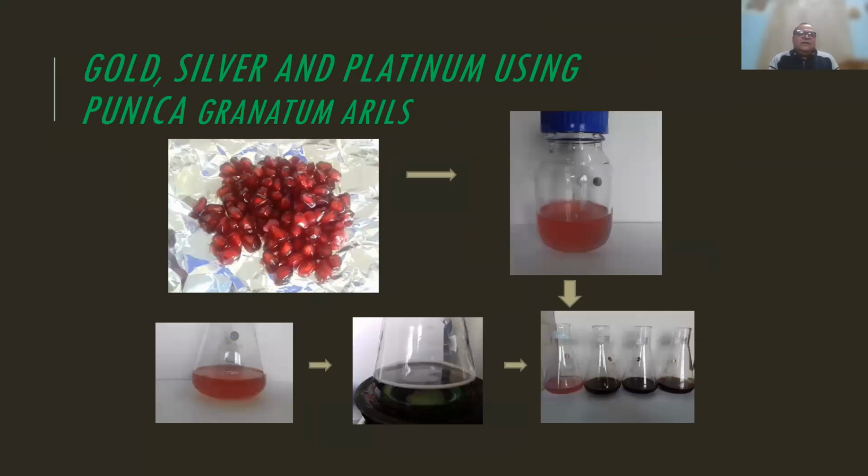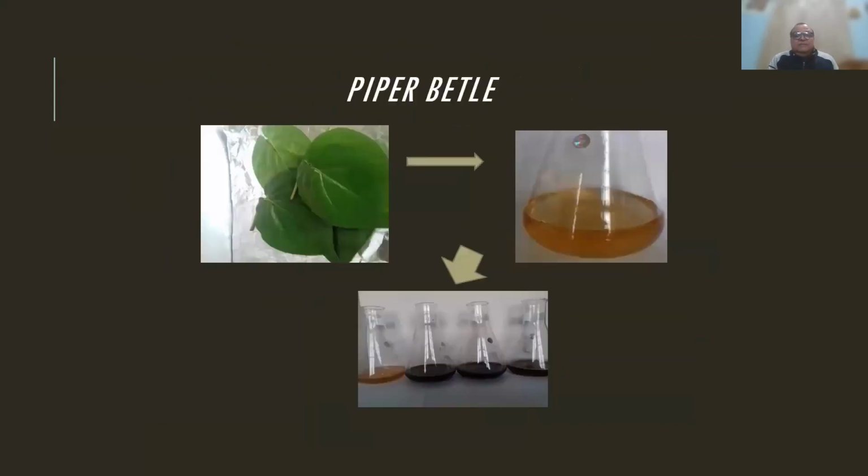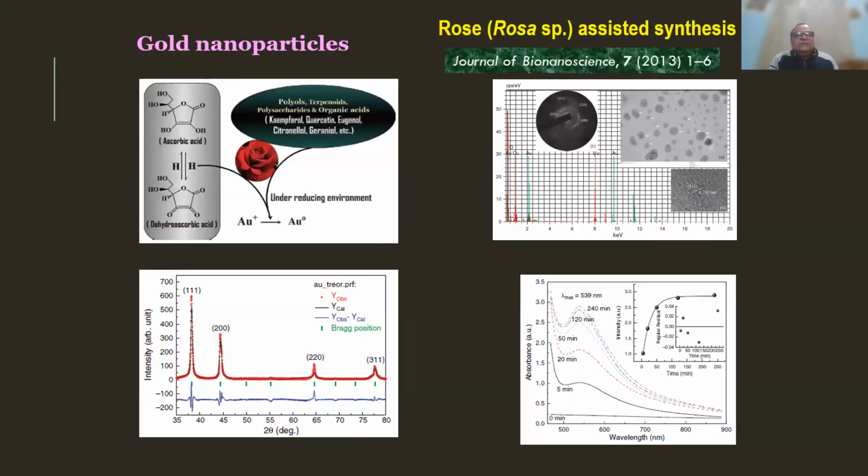Similarly, Punica granatum also gave us gold, silver, and platinum. Simple paper betel gave us gold, silver, and platinum. All these things here. For rose petals, we hired rose petals for this purpose. First of all, we did the chemistry, we reasoned with it, and we got gold nanoparticles using rose petals.